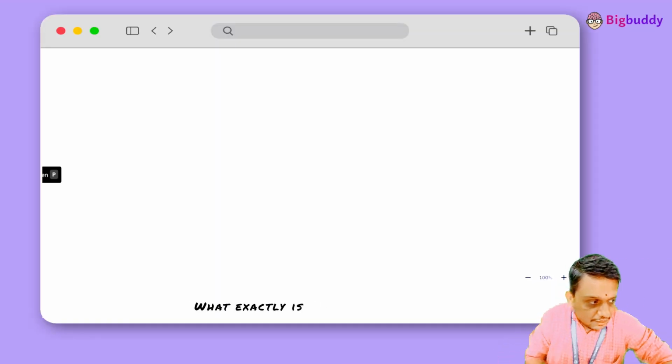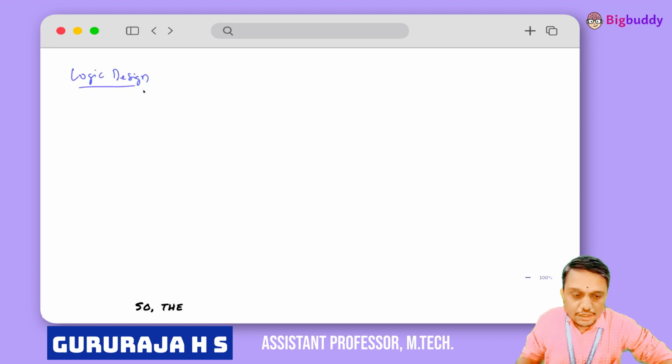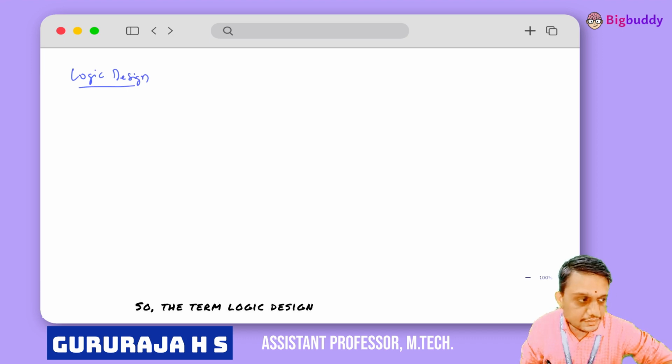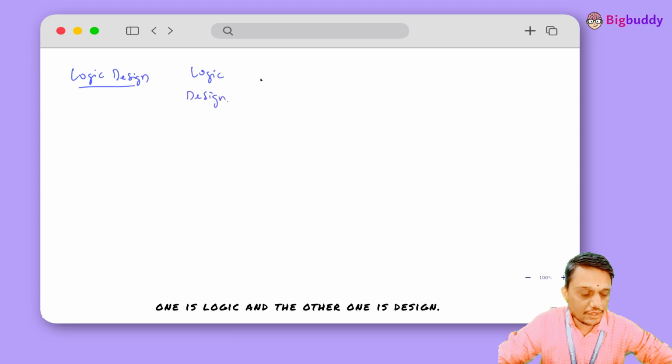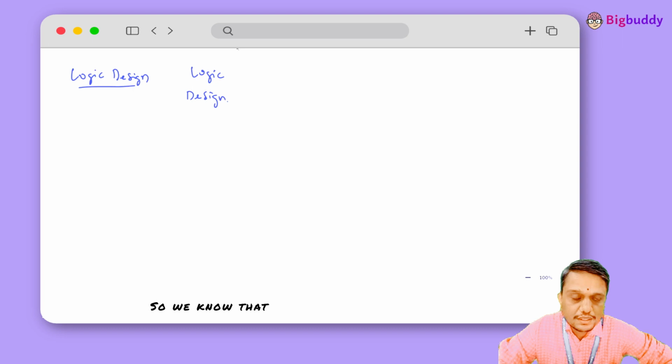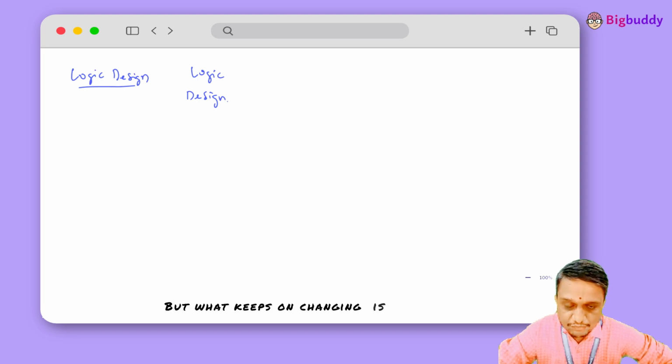What exactly is logic design? The term logic design has two words in it. One is logic and the other one is design. We know that the logic never changes. In the 70s also 2 plus 2 was 4 only. Now in 2023 also 2 plus 2 is 4 only. So that means that logic never changes. But what keeps on changing is design.